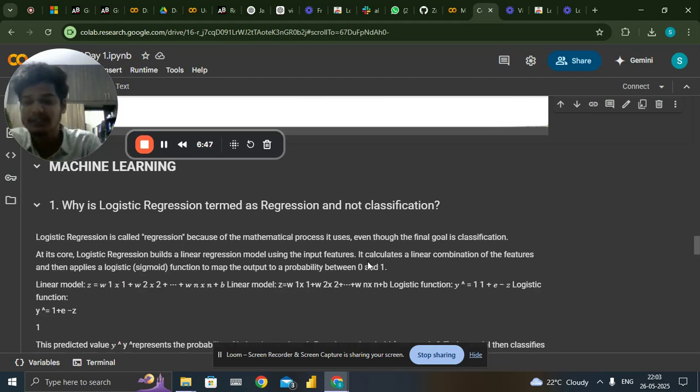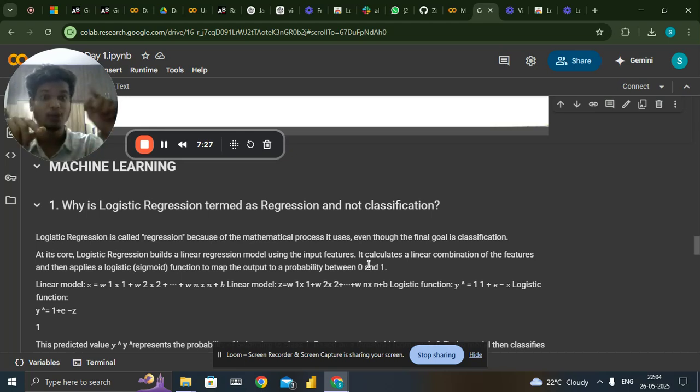And the third question is, why is logistic regression termed as regression and not classification? So first of all, what is logistic regression? First we'll learn about linear regression. Let's take an example. If we are having five input features, independent variables, and we have one dependent variable, we need to find the relation between these five independent variables and this one dependent variable. So this is how linear regression works.